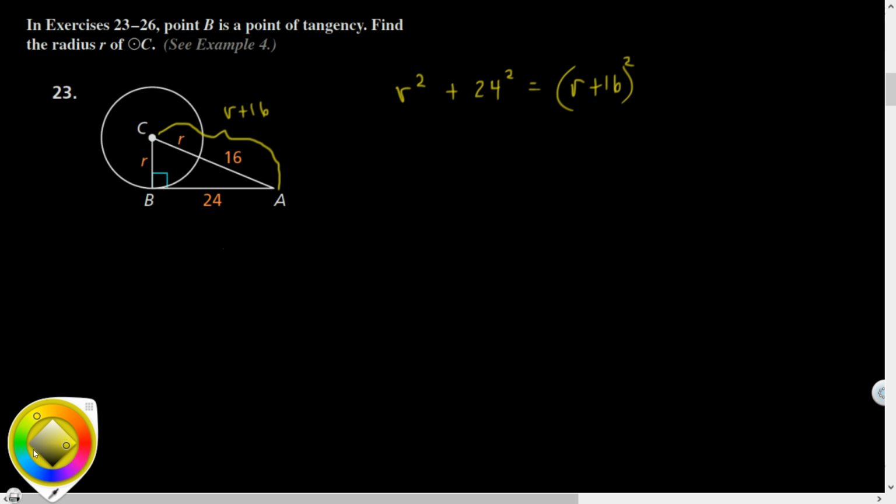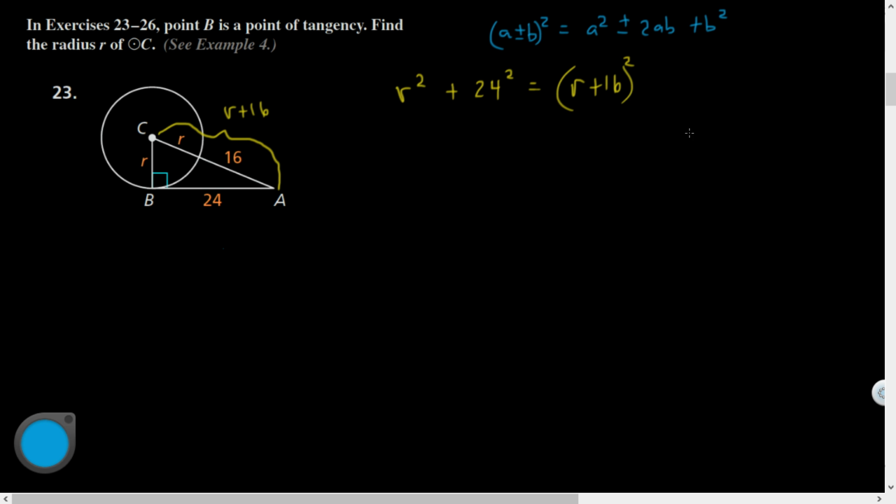Beware, my friends. It is super illegal to distribute an exponent over addition or subtraction. So what formula you'd need to remember, and maybe you guys hadn't seen this before, I apologize if that was the case yesterday, is a squared plus or minus 2ab plus b squared. I'll do this out with a little bit more pacing, if you will. All right, so on the LHS, left-hand side, I have r squared plus 24 squared, which is 576. That is a great number. Delicious.